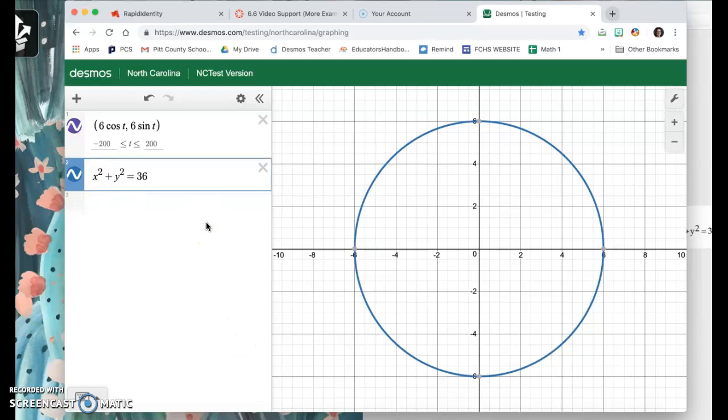I hope this helps you with graphing parametric equations. I feel like Desmos is pretty easy when it comes to this. If you have a TI calculator that you would rather reference, again, go back to the support videos, and there is a YouTube video that teaches you how to do that as well. All right.